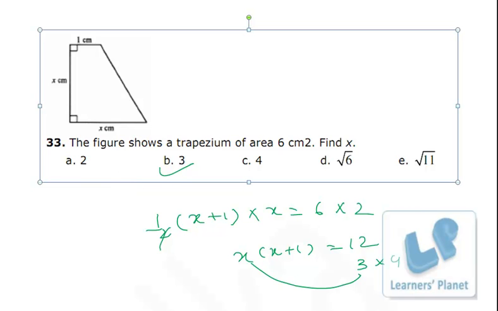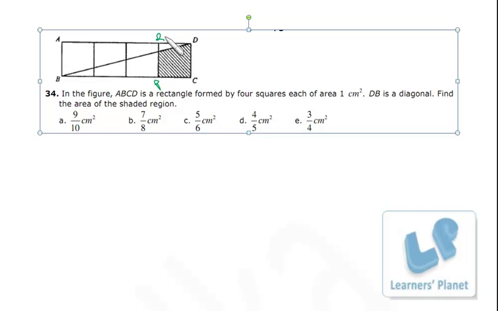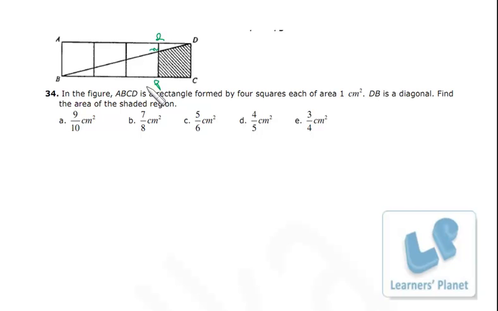Okay, now that's an interesting question. In the figure, ABCD is a rectangle formed by 4 squares each of area 1. DB is a diagonal. Find the area of the shaded region. Okay, now I just assume this point to be P and this is Q. Now PQDC is a square, and from this square, if we deduct the area of this triangle, I suppose this is X, QXD, we will be able to get the area of the shaded region, right?